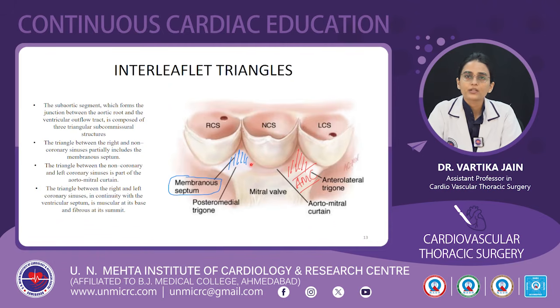The triangle between the non-coronary sinus and the left coronary sinus is the part of the aortomitral curtain. The triangle between the right and the left coronary sinuses, in continuity with the ventricular septum, is muscular at its base and fibrous at its summit.